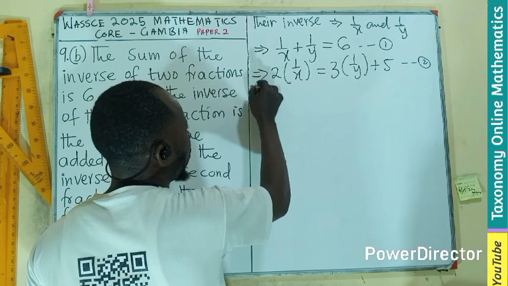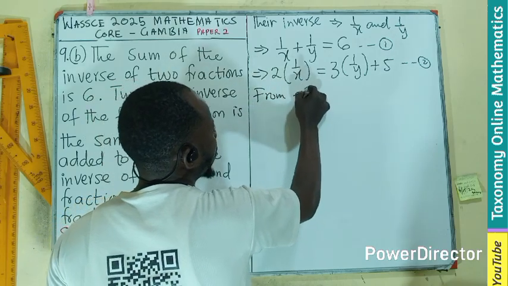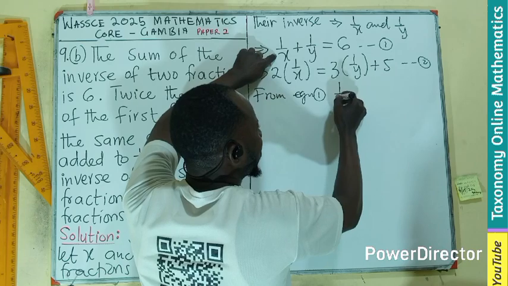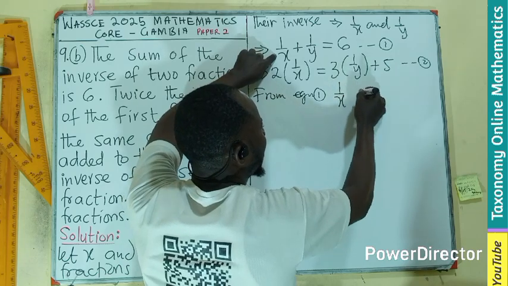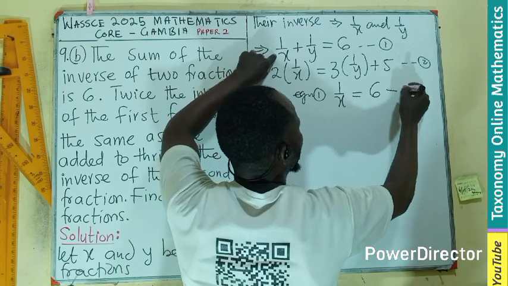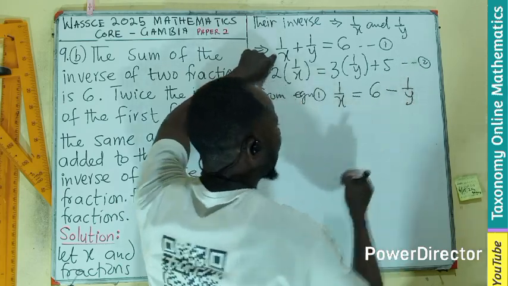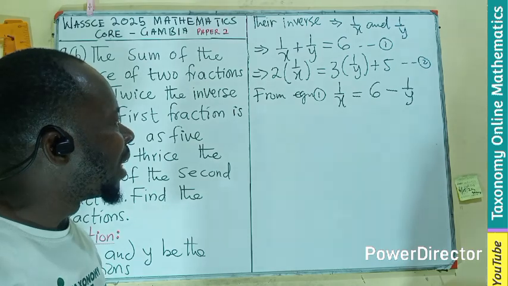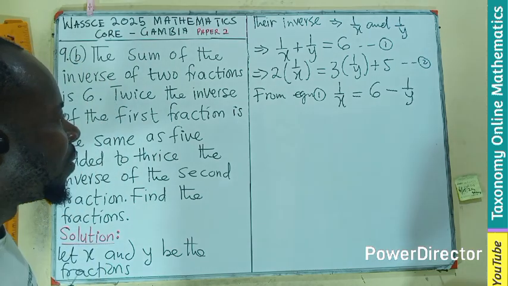So I can say that from equation 1, 1 on x is equal to 6 minus 1 on y. That is making 1 over x the subject. Right? Can I do that? All right. Let's see. We are trying.